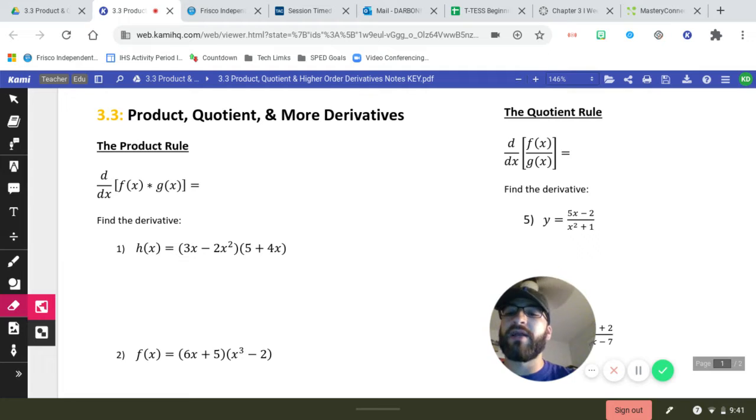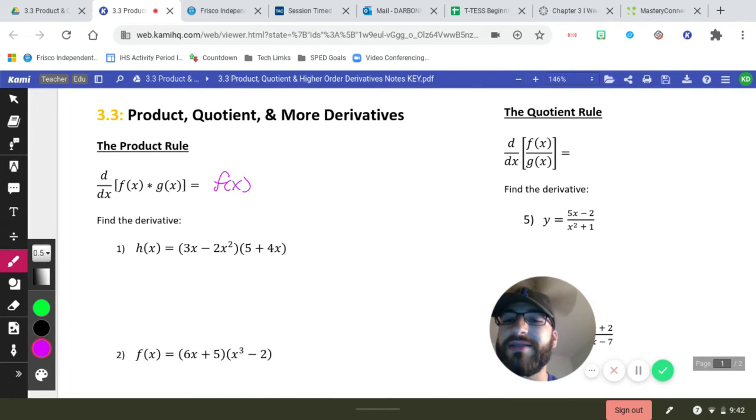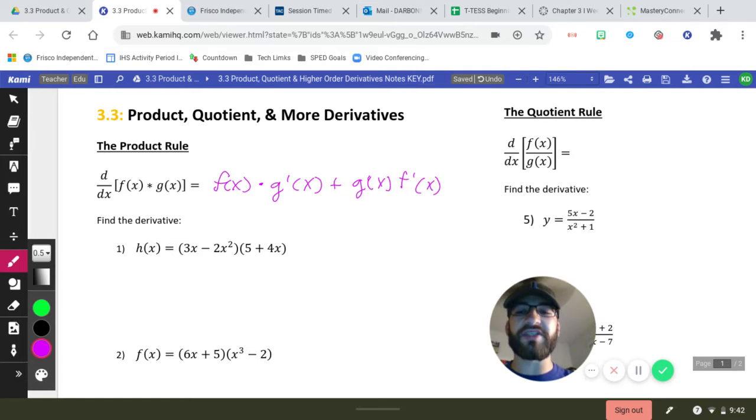The product rule is applied when I have two distinct functions being multiplied, so f of x times g of x. The product rule states that if I have two functions being multiplied like this, then the derivative is equal to the first function, f of x, times the derivative of the second function, plus the second function times the derivative of the first function. It's kind of like we're just taking the derivative of both functions and then multiplying them by the opposite one, separating them by that addition sign in the middle. So let's look at an example.